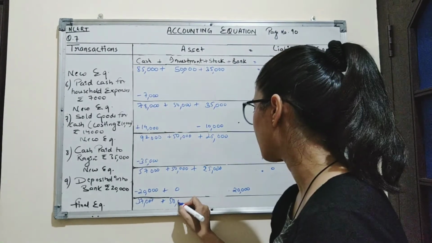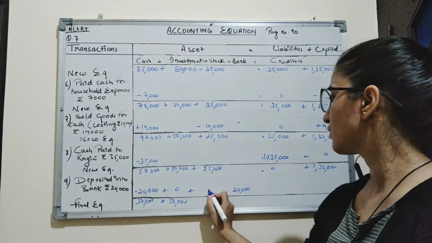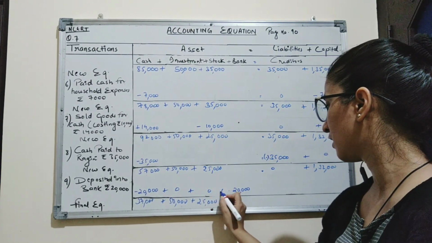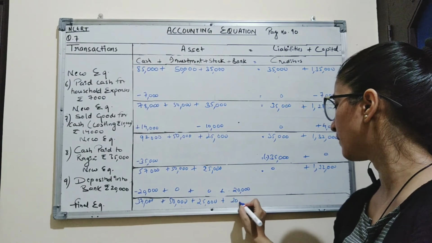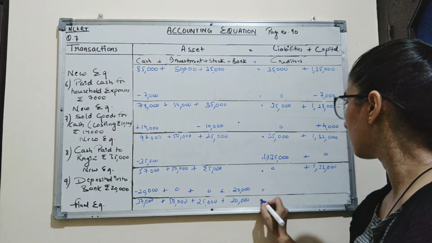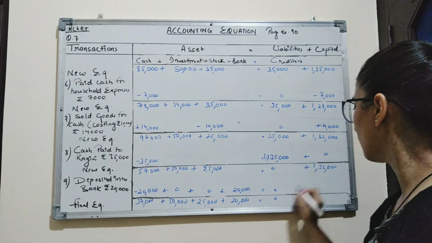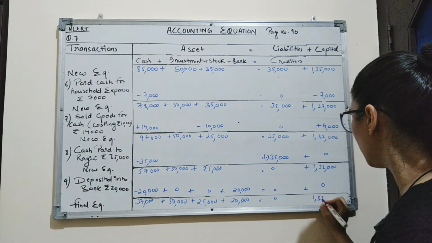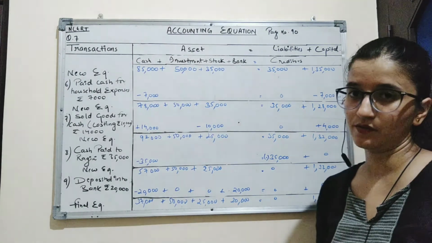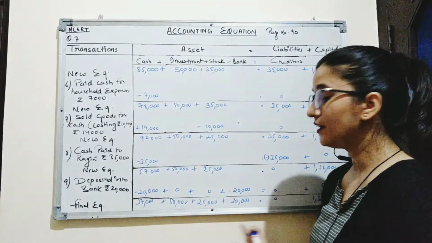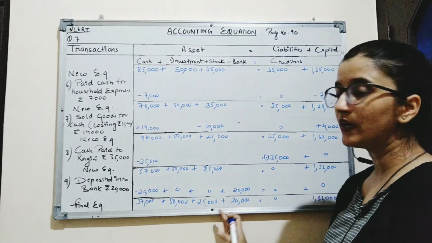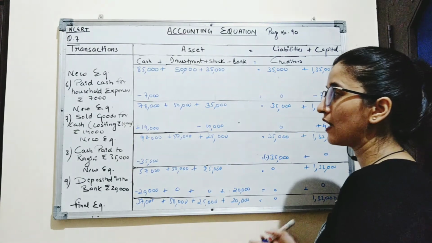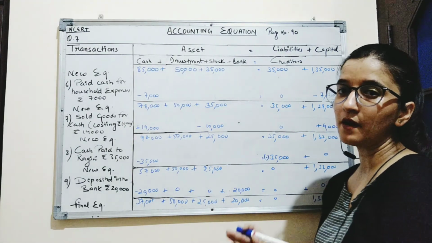50,000 investment, stock amounting to rupees 25,000, bank 20,000, creditors 0, and capital amounting to rupees 1,32,000. So by adding asset side, we will get the amount of rupees 1,32,000, which is equal to the liability side. So we can say that the equation here has been balanced.